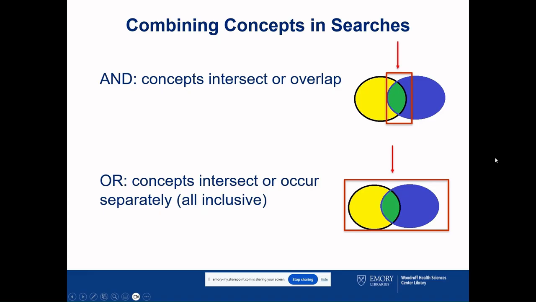Let's talk briefly about using AND/OR to search. When you search using AND, it looks for where concepts overlap or intersect. If you search using OR, it looks for instances where the concepts overlap or occur by themselves. You get many more results when you OR concepts than when you AND them together.